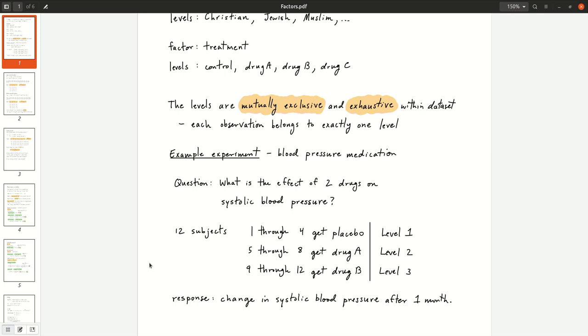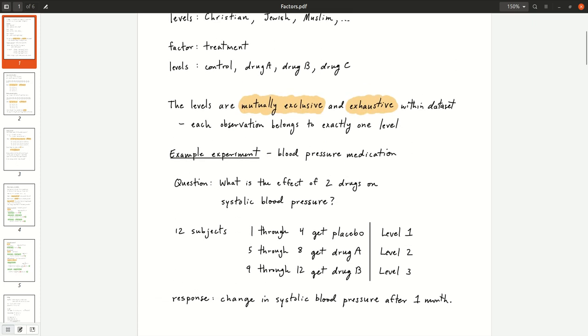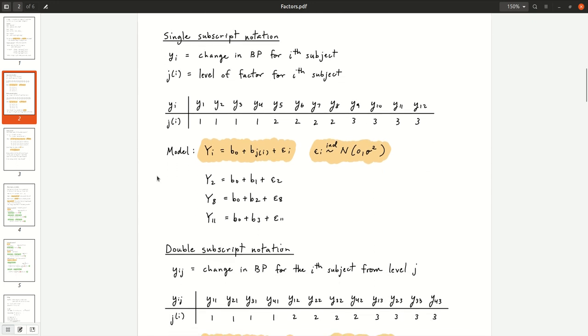And then at the end of the study, we're going to measure the change in systolic blood pressure after 1 month. Now we need some notation for this experiment. I'm going to use Y for the response, and I'm going to discuss two different types of notation that are common for the responses. The first is going to seem familiar because it is similar to what we did in simple linear regression and multiple linear regression.